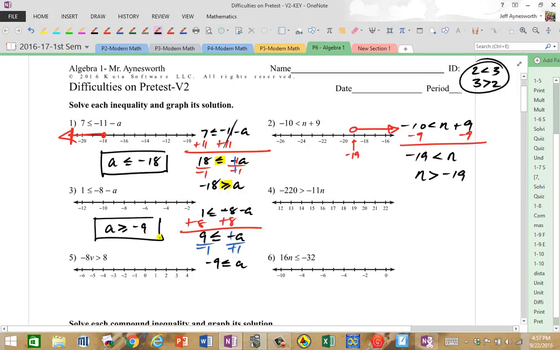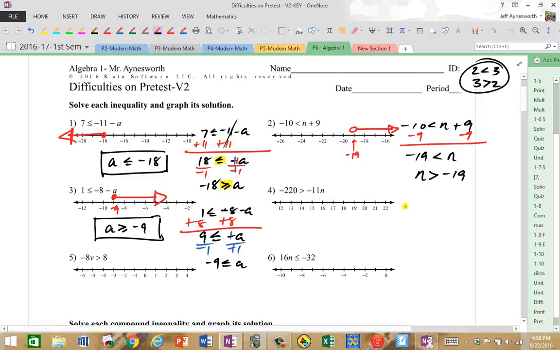Once again, you switch the order of the inequality. And if that's the case, all numbers greater than or equal to negative 9 include negative 9, which is right here. So you go closed. And all greater numbers lie to the right. That's it. Piece of cake, man.